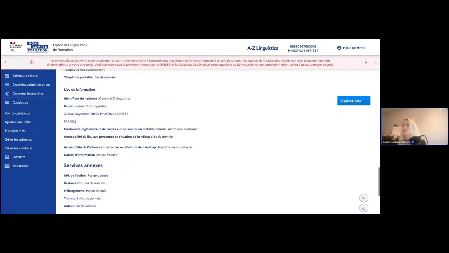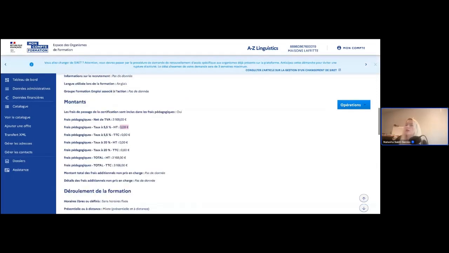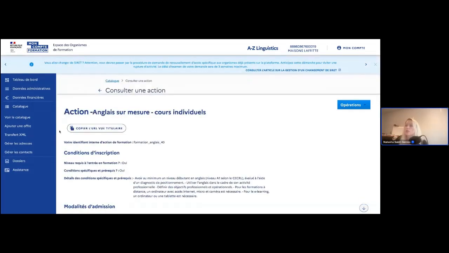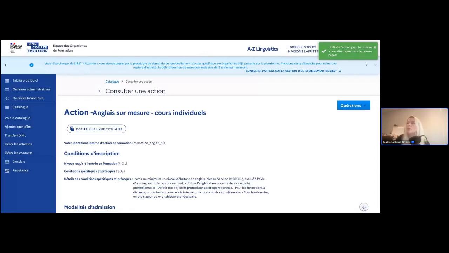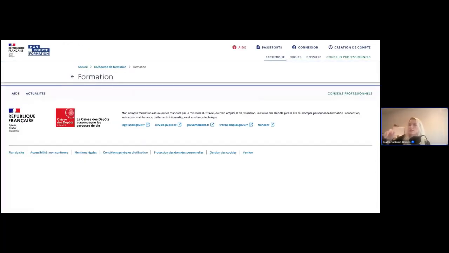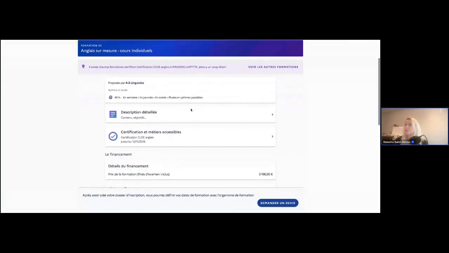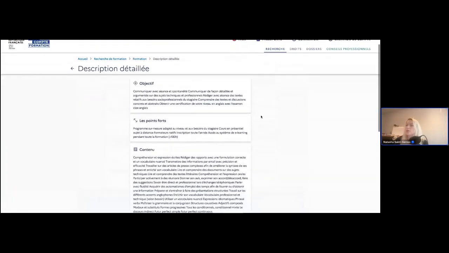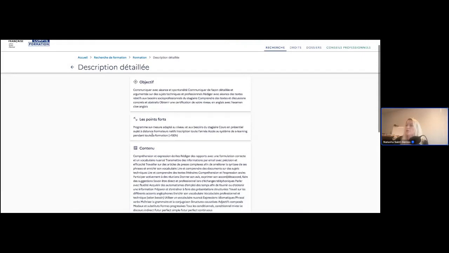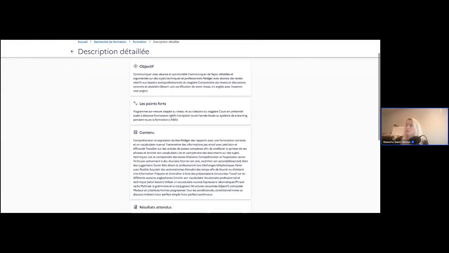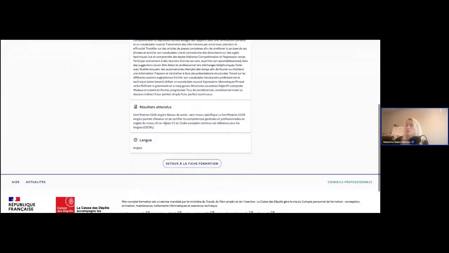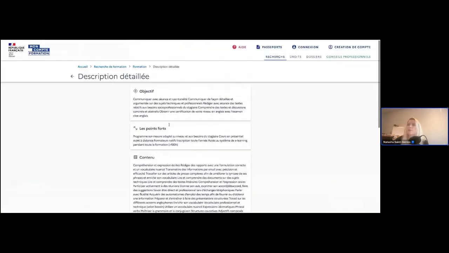So yeah, you've got all the little bits of info in there. If I show you now, what does it look like on the website? Oh no, I need to stay in the same tab, don't I? So this is what it looks like on the client side. You've got your objective, point fort, continue. Le résultat attendu is going to be your test. So this is what you have to put in there.